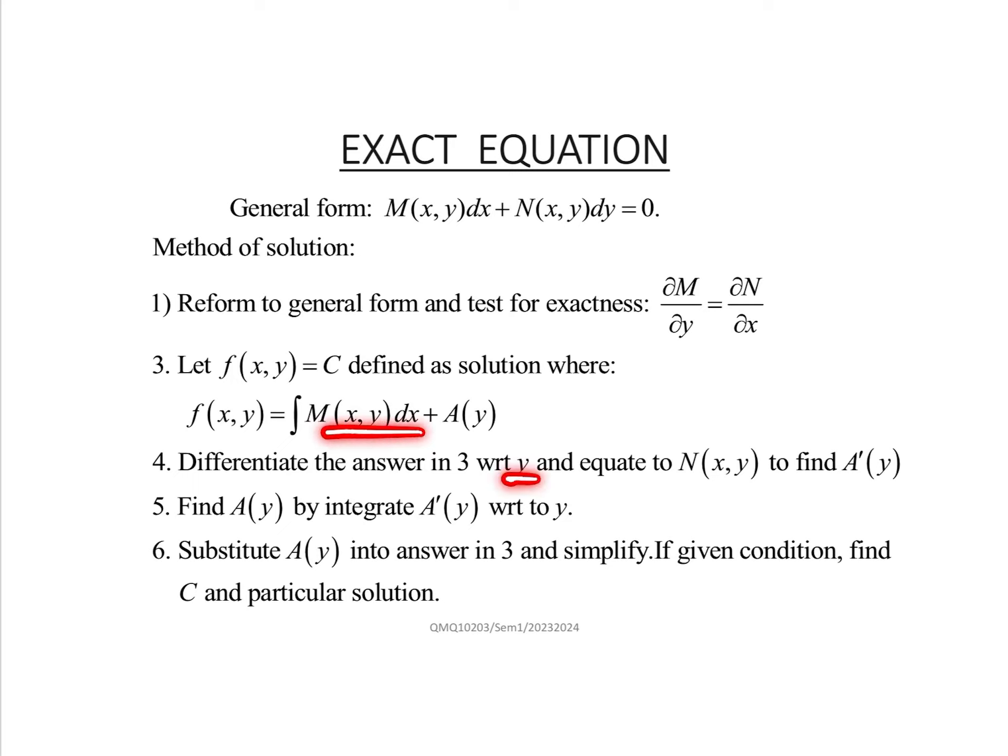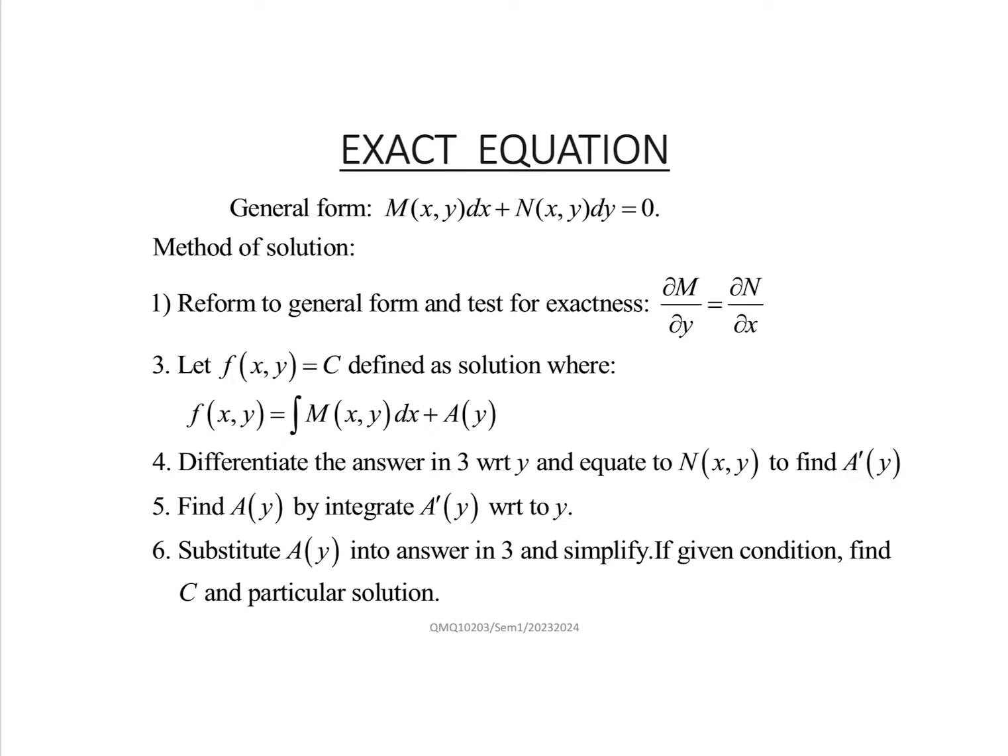So differentiate the answer in step 3 with respect to y and equate it to N(x,y). And of course, when you differentiate with respect to y, this A(y), which is a function in terms of y, will give you A prime y. So when you equate to N, you need to find what A prime y is.